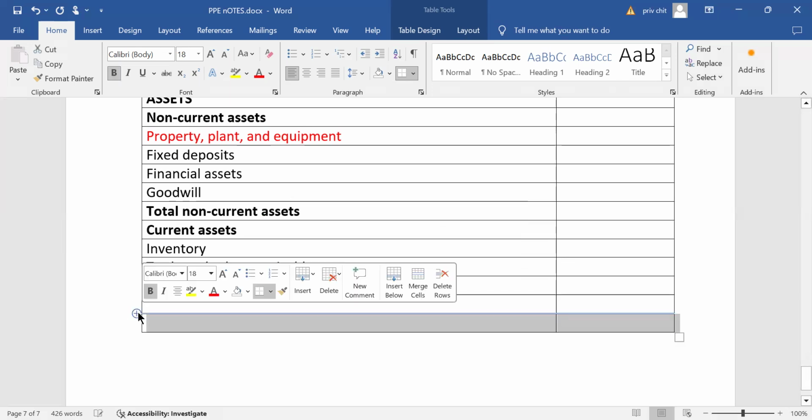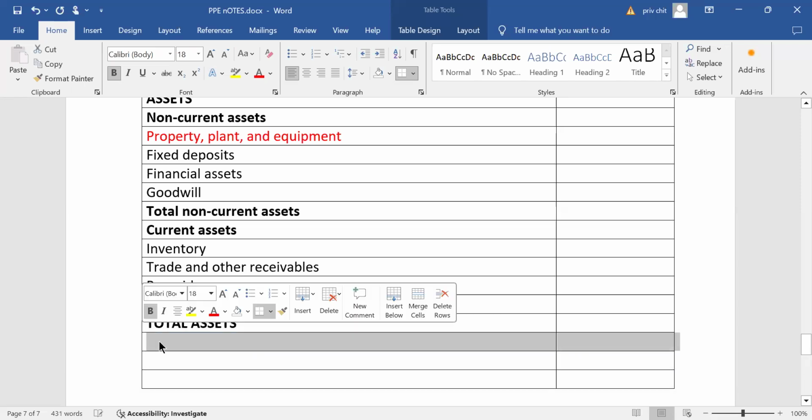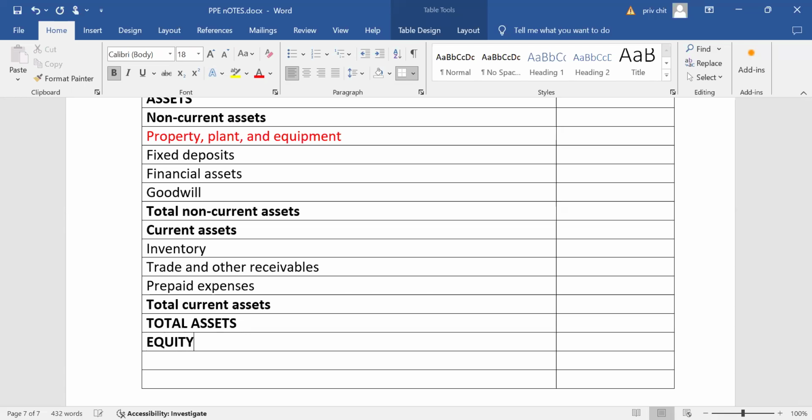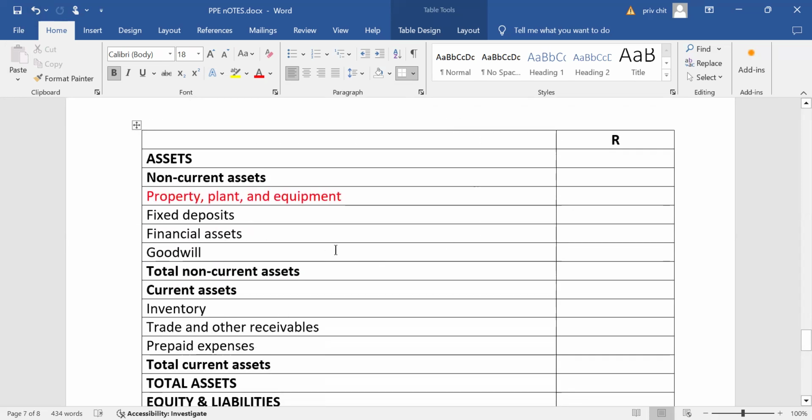And then, of course, you get total current assets right there. And lastly, you get total assets, before you can even go to equity and liabilities. I'm just showing you things that you'll be expected to do when you get a question about property, plant, and equipment. Normally, they would request you to draft a statement of financial position for a particular organization at a particular financial period. So my focus, like I said, is on property, plant, and equipment.